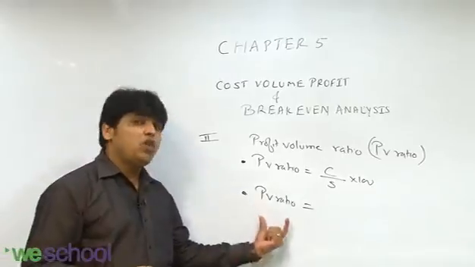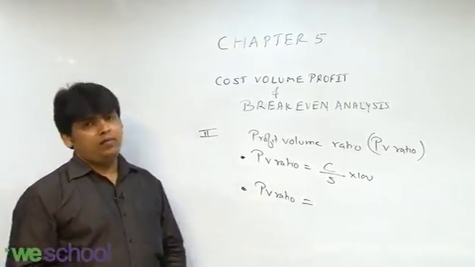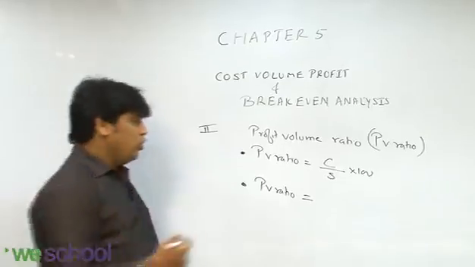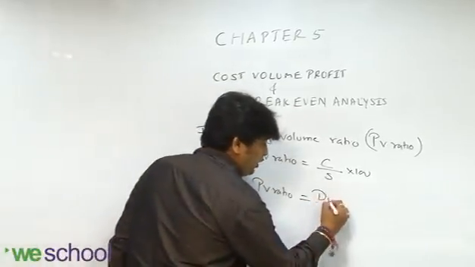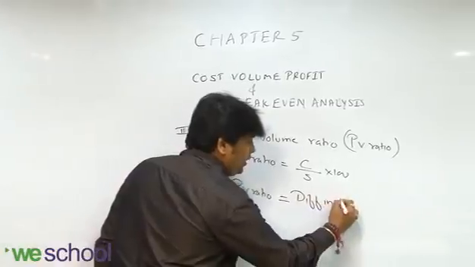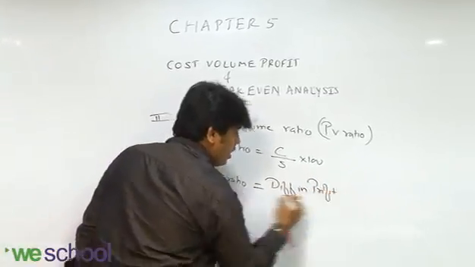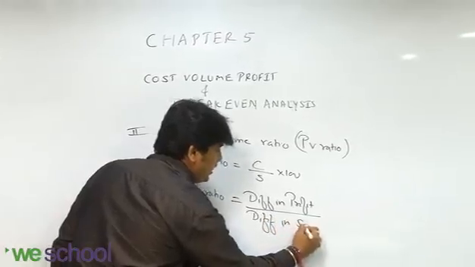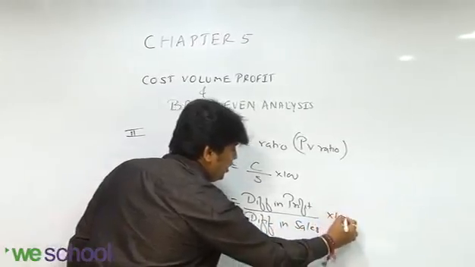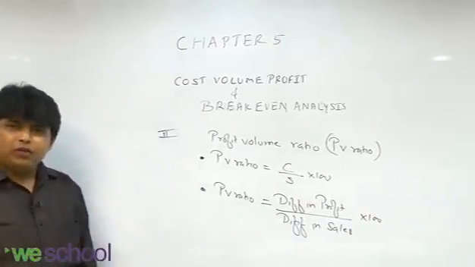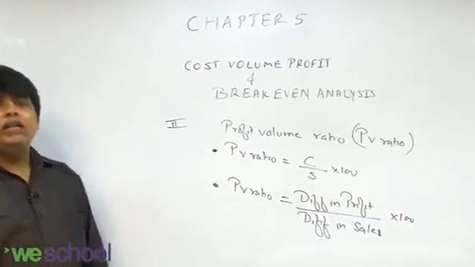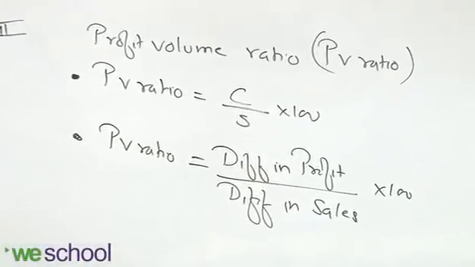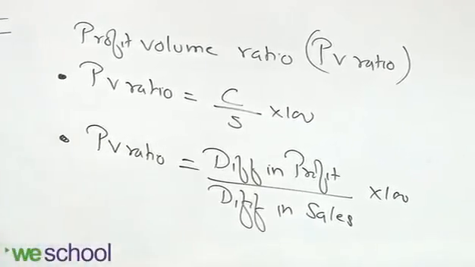It is a percentage of contribution on sale, because in this technique contribution is given more importance. So what is the formula for PV ratio? Difference in profit upon difference in sales into 100. What is the formula for PV ratio? Difference in profit upon difference in sales into 100. So this is the second formula.